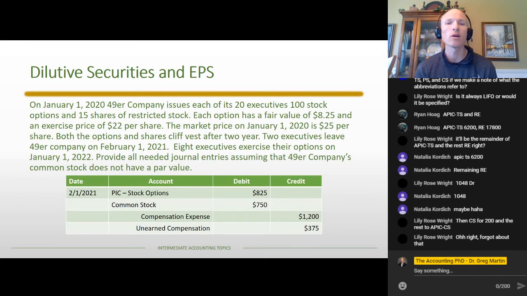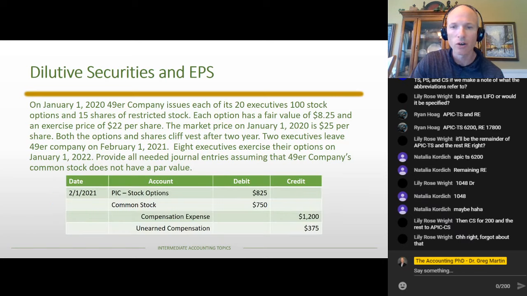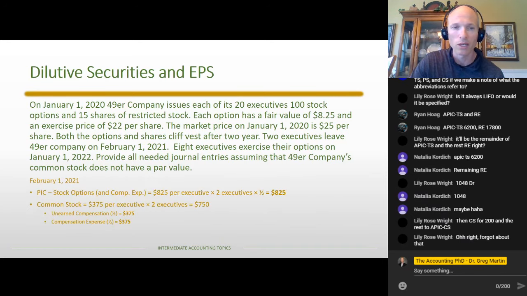Okay, so now putting that all together, the paid-in capital stock options, that's the $825 that we had previously calculated. The common stock is the 750 that we had previously calculated. It's there in the second bullet. And then the total compensation expense, there's really two elements to this one. There's the 825 from the stock options, and there's the 375 from the restricted stock. And that's where we get the total of 1,200. And of course, the unearned compensation is the 375 that we had calculated on the first page.